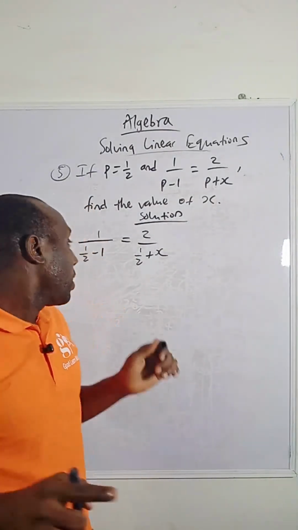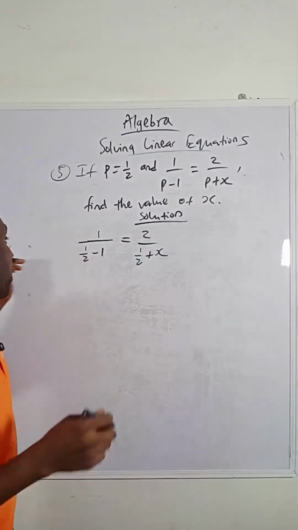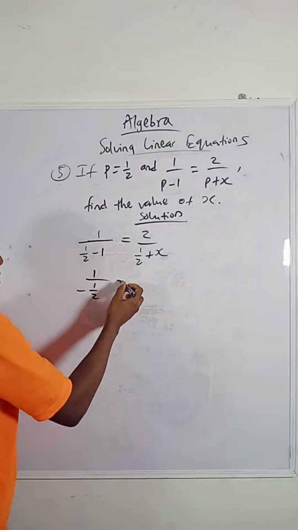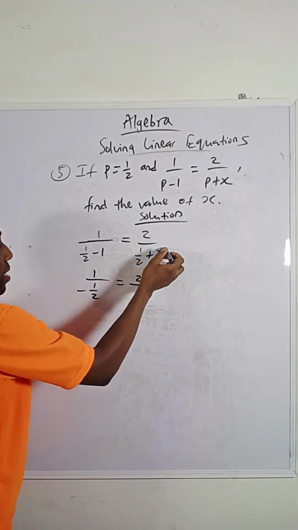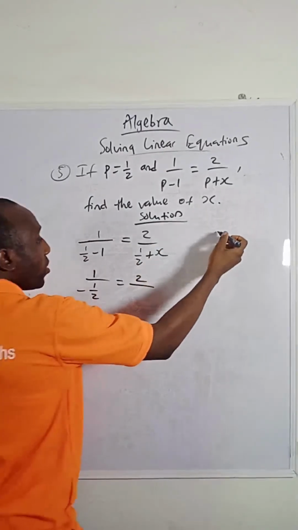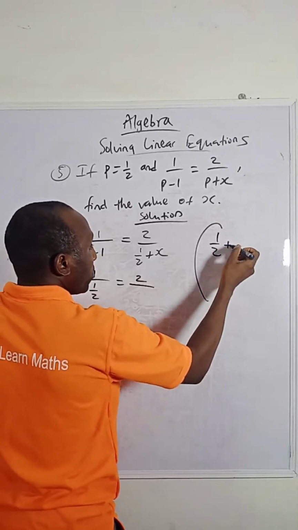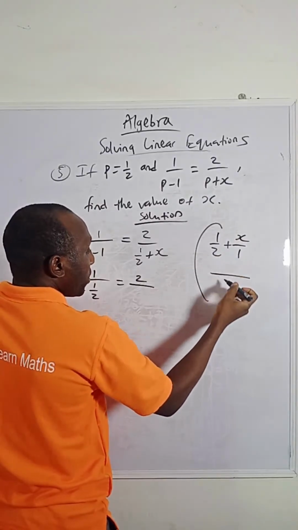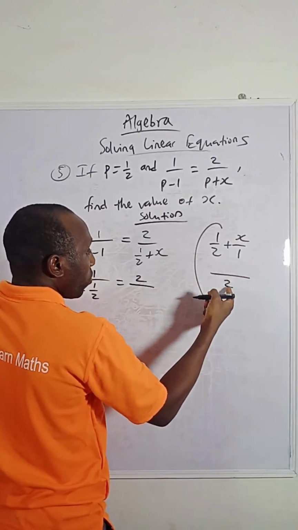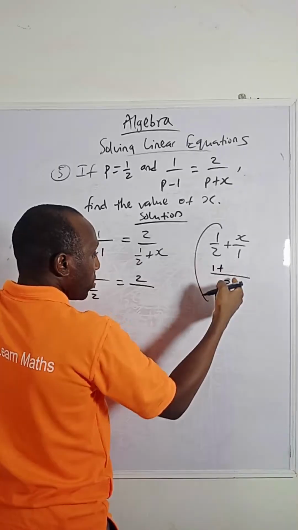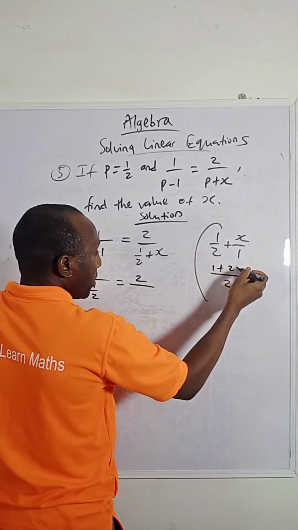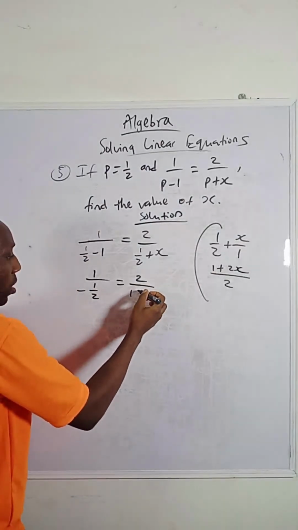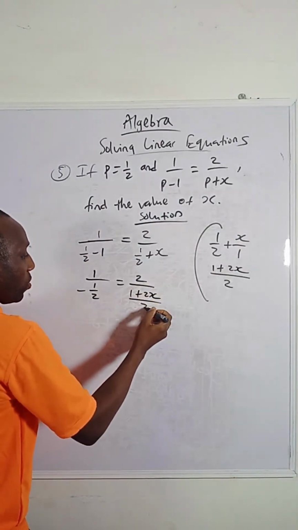I hope you know that. Half minus 1 is minus half. So I have 1 over minus half is equal to 2 over... let's add these two together, 1 over 2 plus x. You can write over 1 here. The LCM of 2 and 1 is 2. 2 into 2 is 1, 1 times 1 is 1, plus 2x. So to make this a little easier, 1 plus 2x over 2.